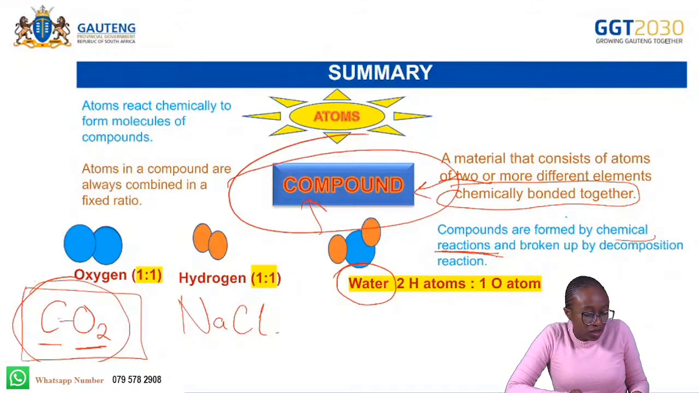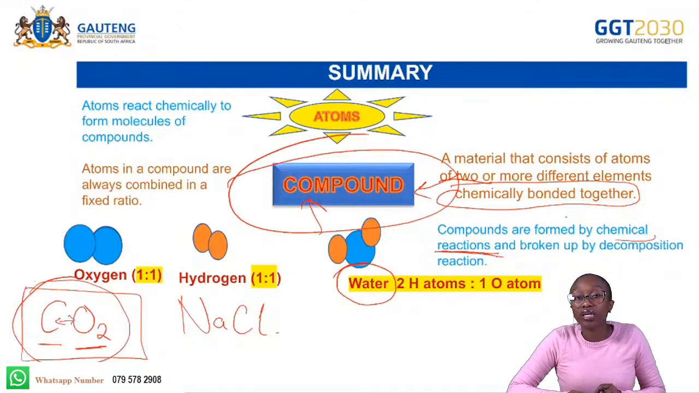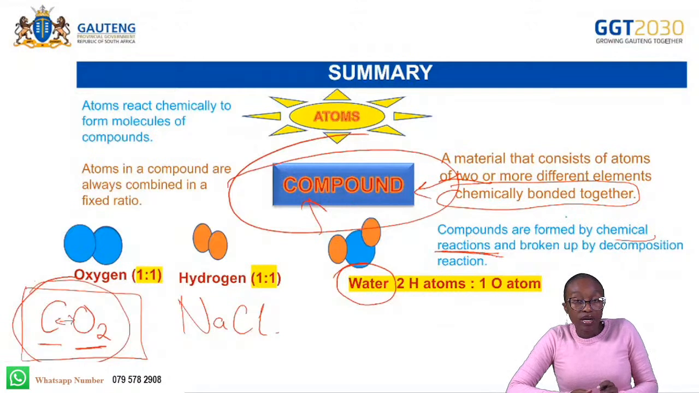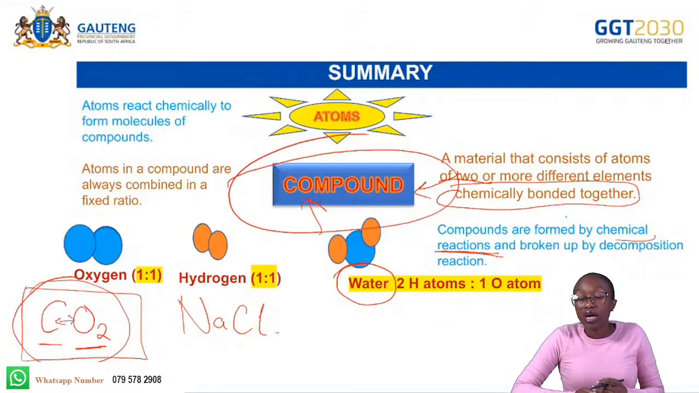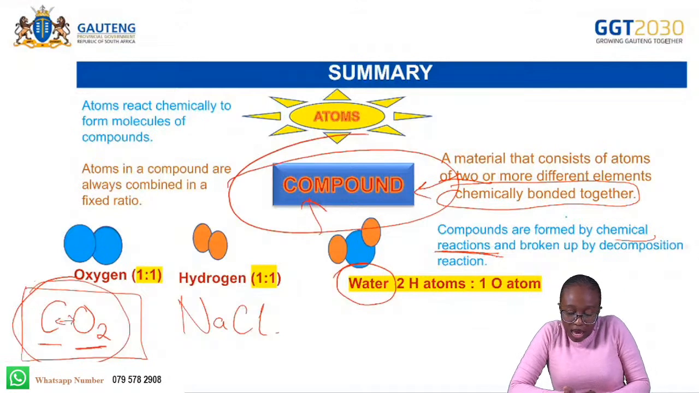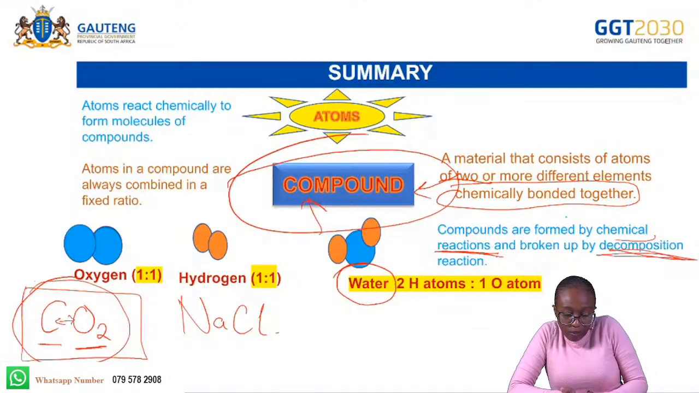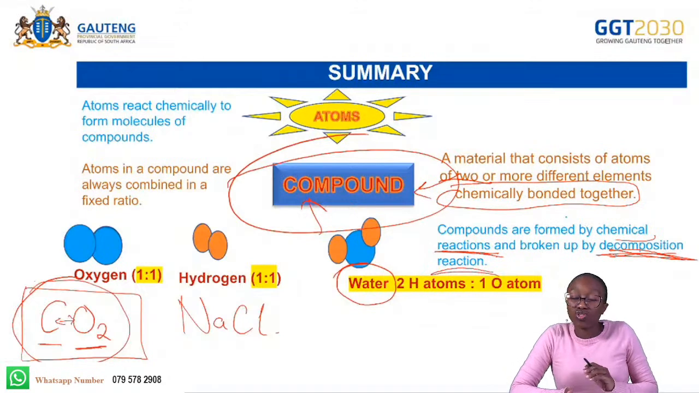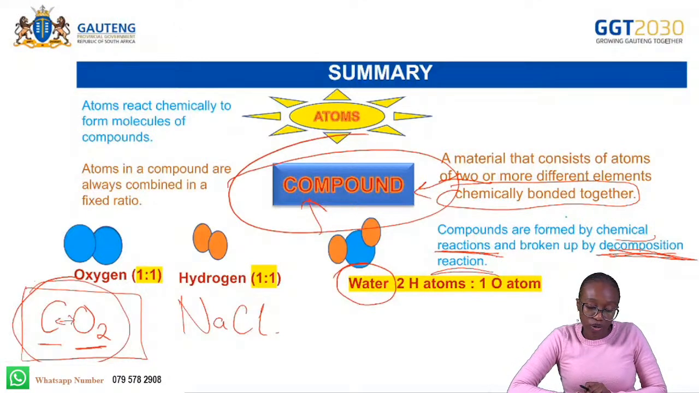Right, how are these two held together? They are held together by a force, and this force is called a chemical bond. So a chemical bond is the force that holds two atoms together, be it in a molecule of a compound. Right, so this is how compounds are formed. Compounds, because they are made up of atoms that belong to different elements, can be broken up. And how are they broken up? They're broken up by what is called a decomposition reaction. That's how they are broken up.